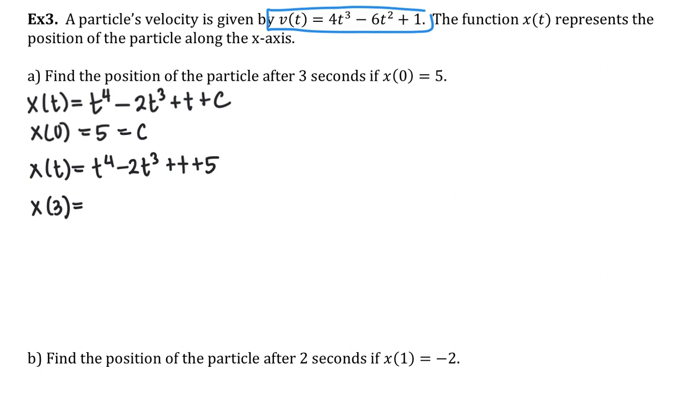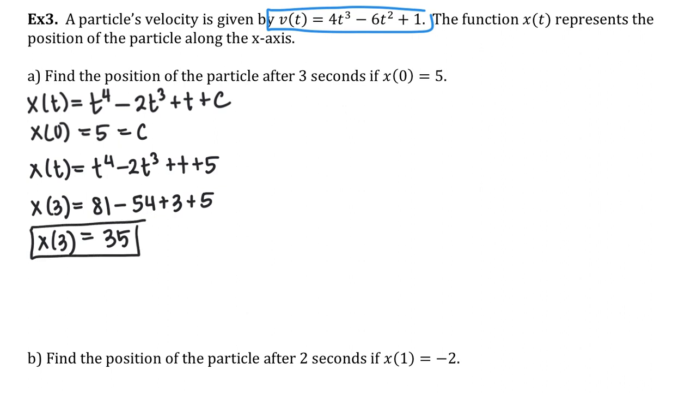Okay, 3 to the 4th is 81 minus 2 times 27, 54, plus 3 plus 5. That's going to be 35. Did they give us units? They did not give us units. So x of 3 is 35.